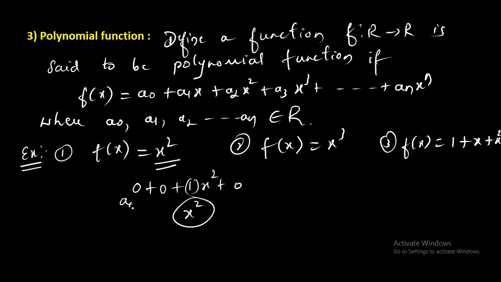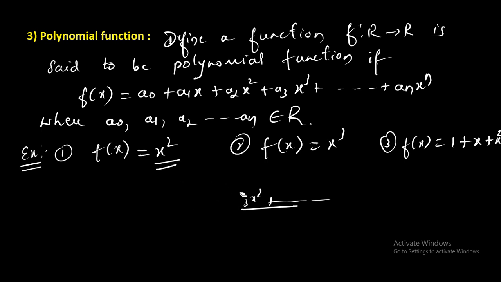Therefore, it is in the form of a0, a1x, then a2x square and a3x cube and so on. Except the x square coefficient, all the other numbers are 0 here. That's why we call this function a polynomial function. So remember, there exist n number of polynomial functions. In the examination, they will ask: define a polynomial function, give an example, draw its graph, write the domain and range. So here I am taking f of x equal to x square. Let us draw its graph and then domain and range.